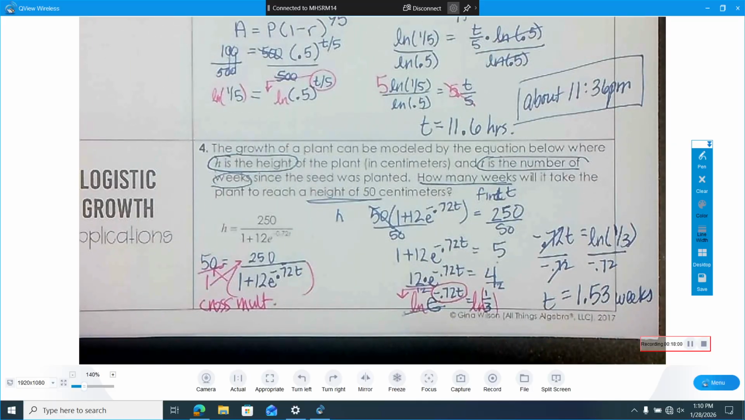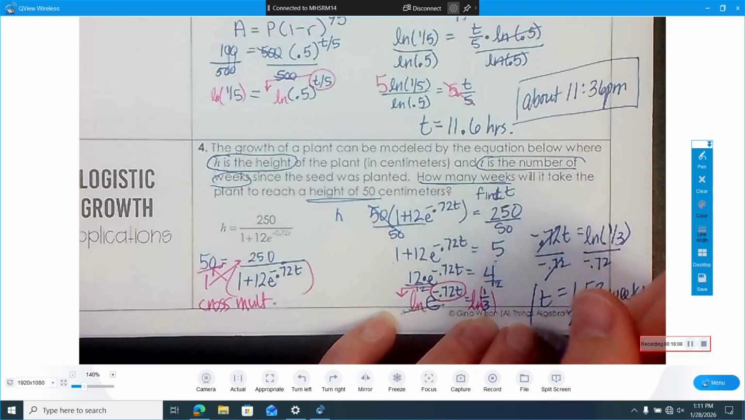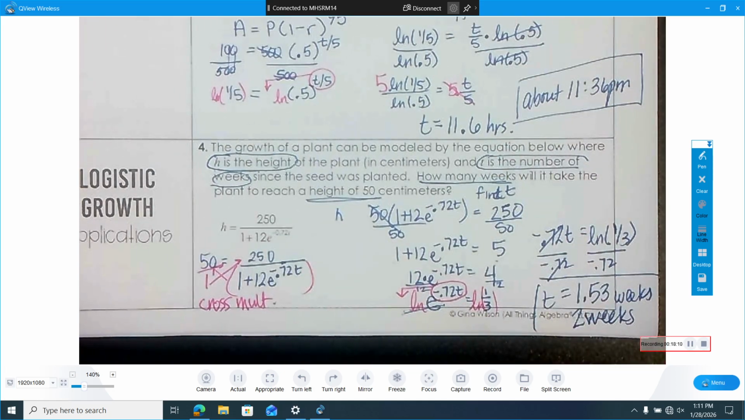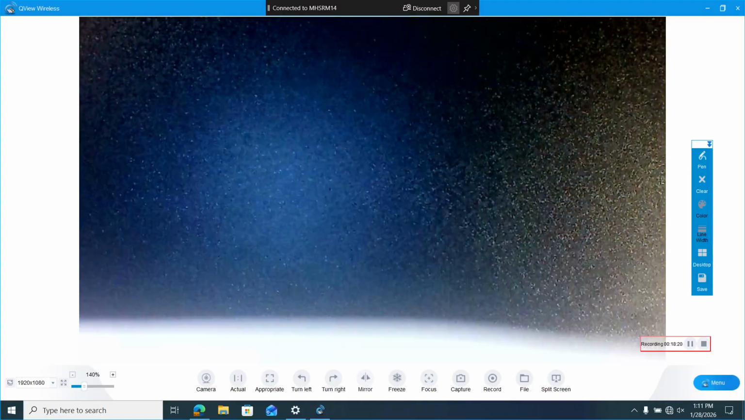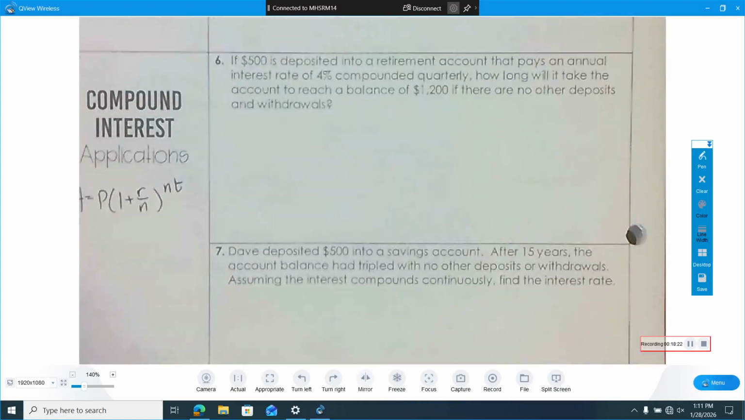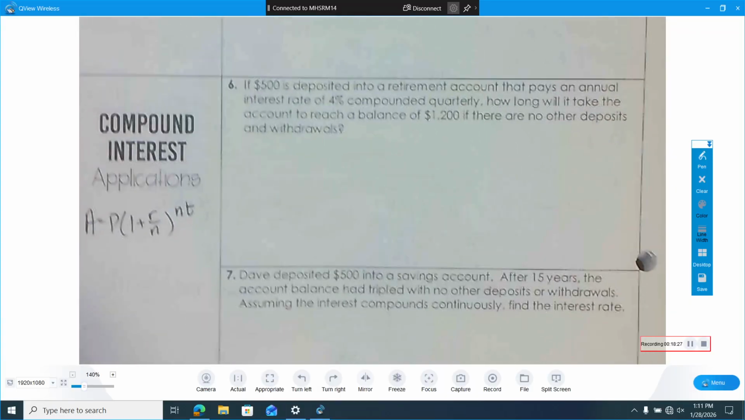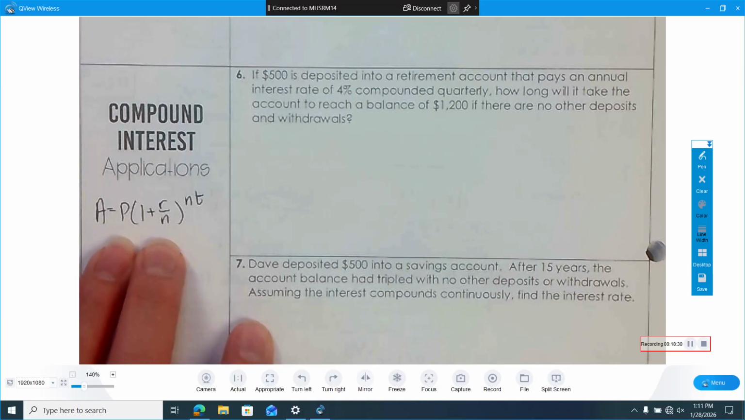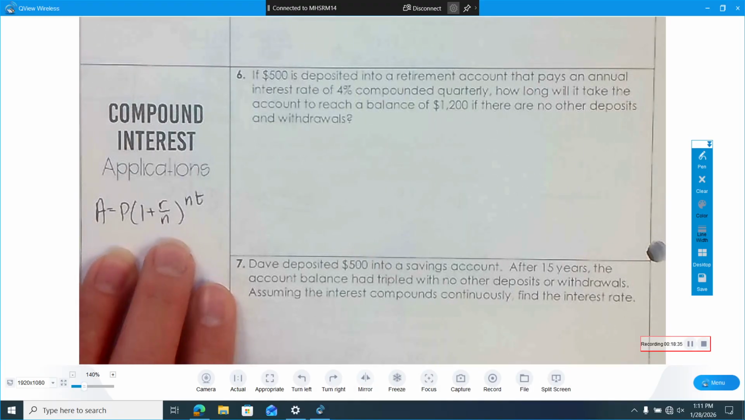Let's see. How many weeks will it take the plant? It'll take about 2 weeks. Yeah, 2 weeks. Either one is fine, really. All right. So this is all just set up and solved. I don't think I need to do another one of those. All right. Okay, so let's go down to compound interest. So the compound interest formula was P times the quantity 1 plus R over N to the NT.